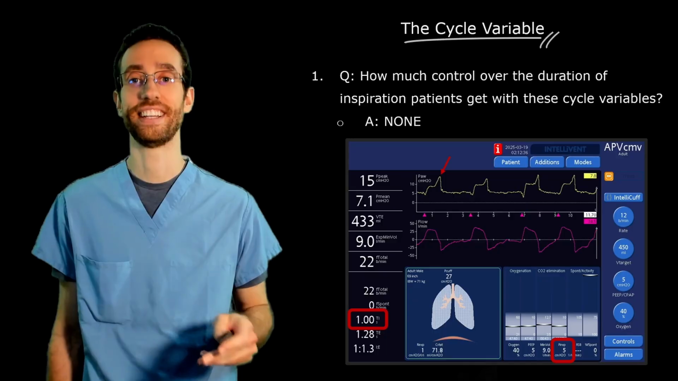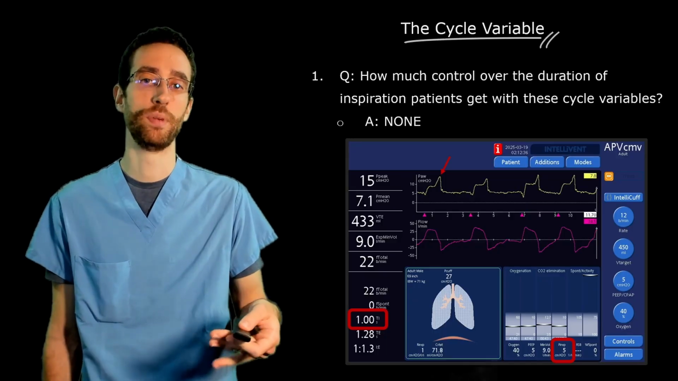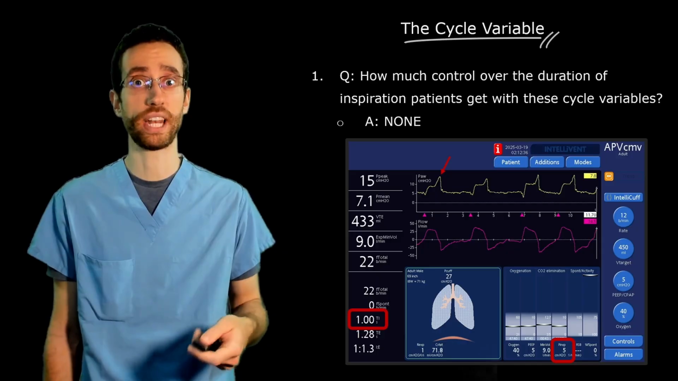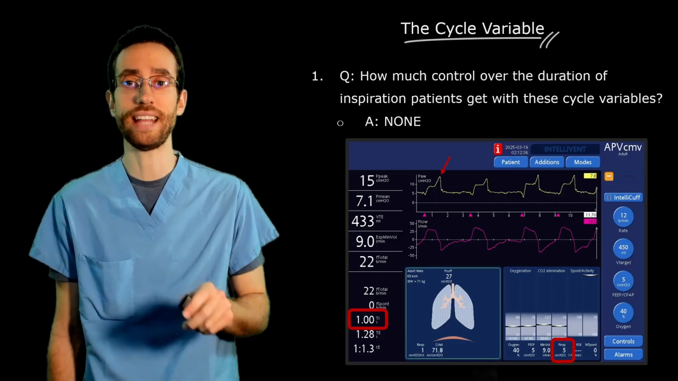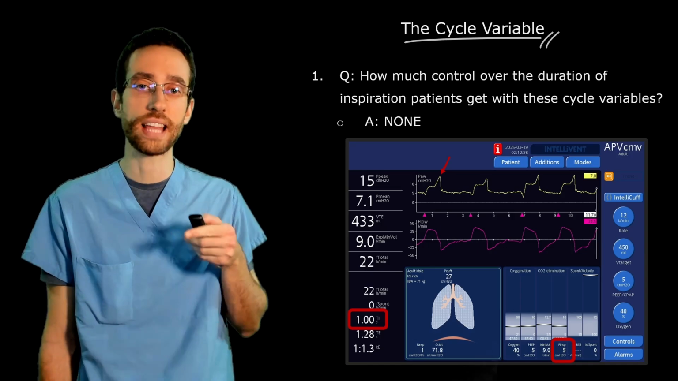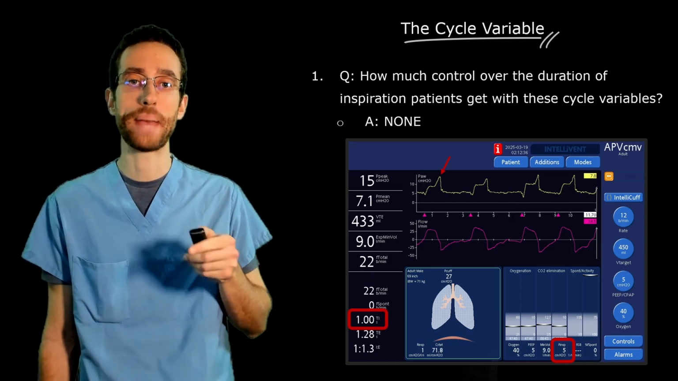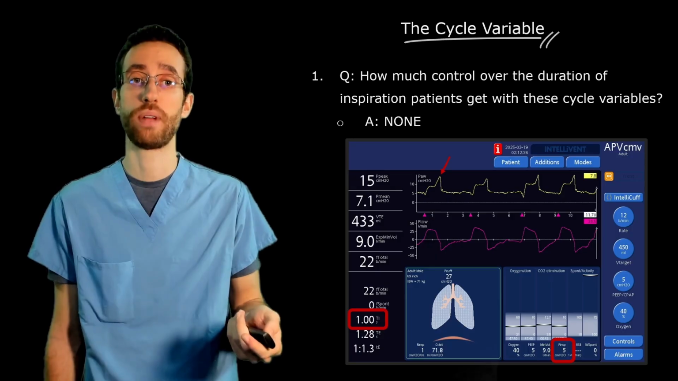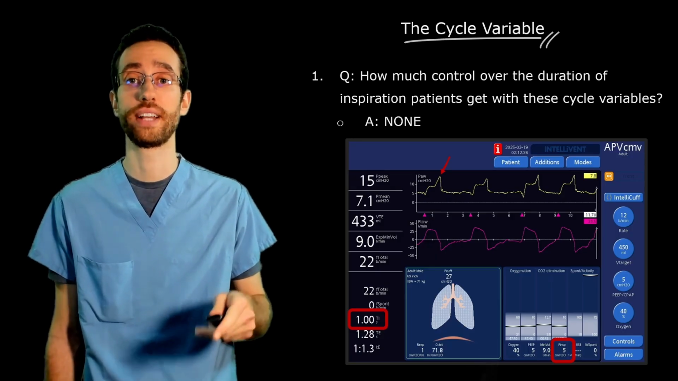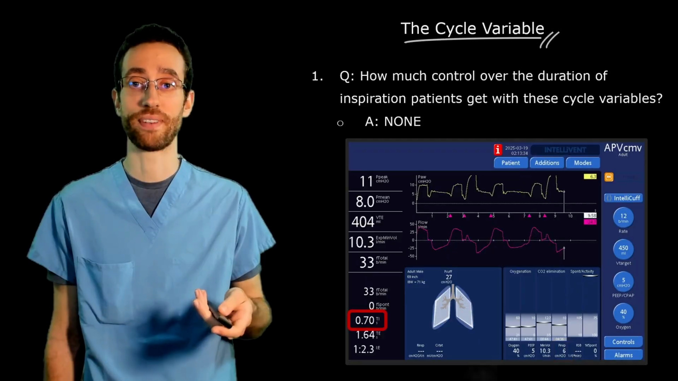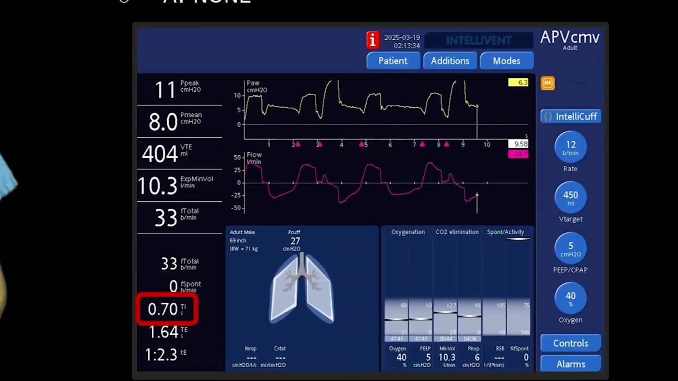On the other hand, if the patient's desired I time, which we'll call neural I time from now on, was 0.8 seconds, and you set the I time to 0.5 seconds, the patient may extend their inspiratory effort past the end of inspiration into expiration, potentially triggering an additional breath. This can be exemplified looking at this other clinical scenario.